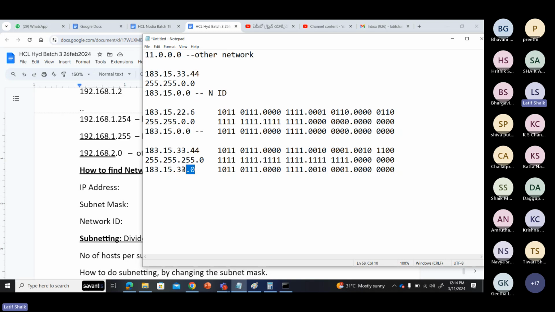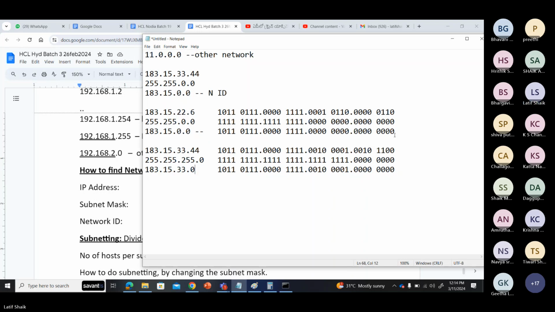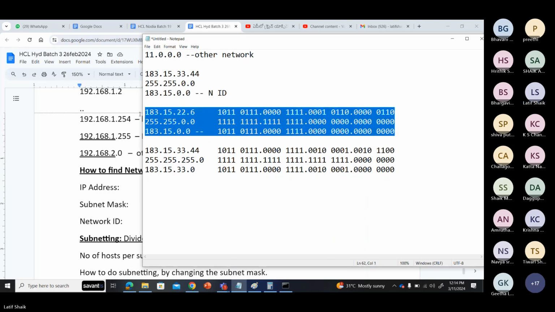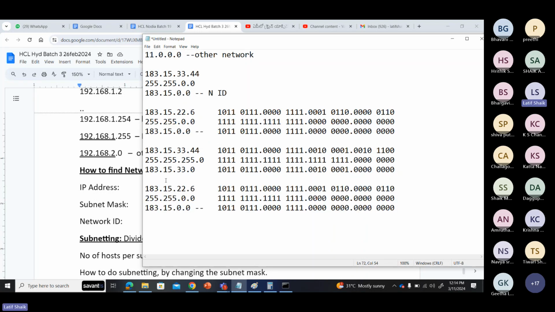But if you look at this one, I changed the network ID. So automatically what we can say is the network ID also changes. I changed the subnet mask, so automatically the network ID is also changed. So I will show you this part again.